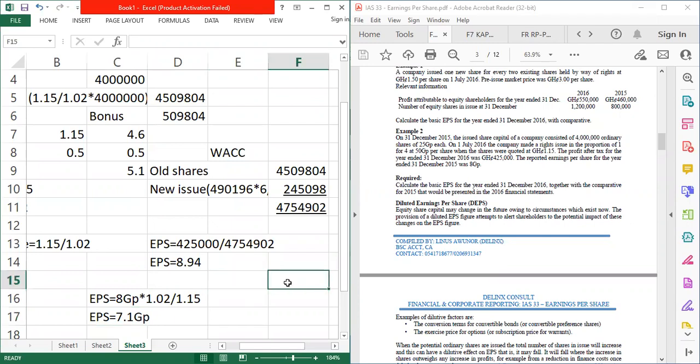Let's assume that right now we have 200,000 convertible instruments, but they are saying that in 5 years' time, this will be converted at 100 cedis for every bond. So in 2 years' time, what will be the number of equity shares that we are going to have if you try to convert this?